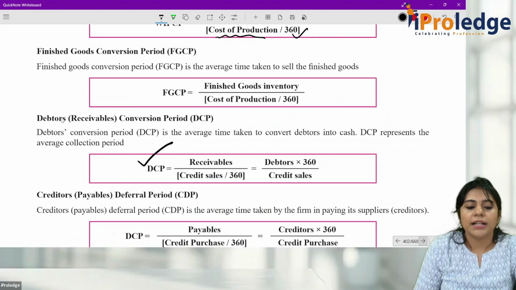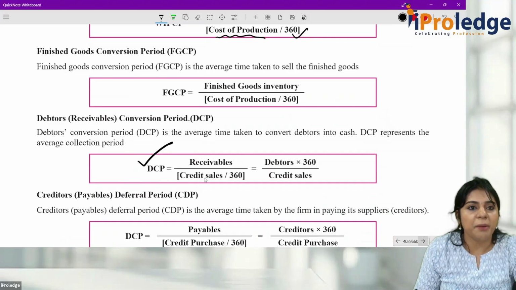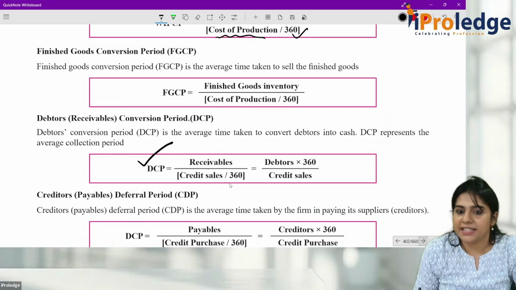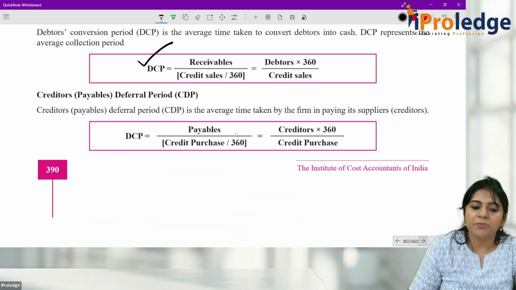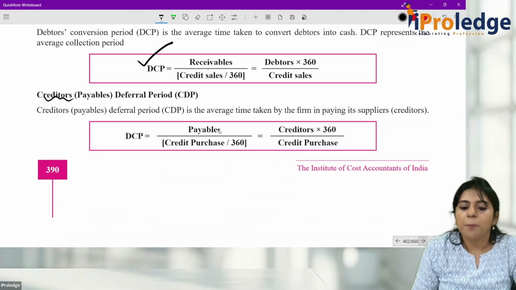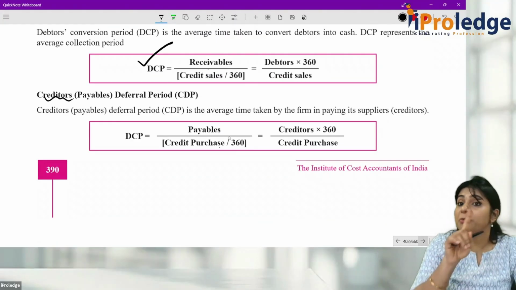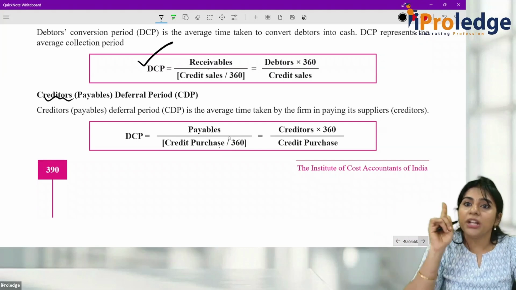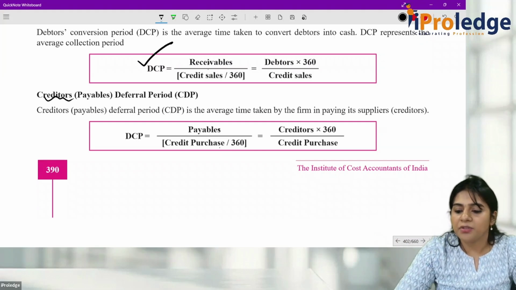This formula you know, debtor or receivable conversion period. Remember we've read this somewhere. Which chapter? Ratios, right? So same thing. Receivables divided by credit sales by 360. Remember same thing for creditors as well. Payable divided by credit purchases. Remove cash purchases. Take only credit purchases divided by 360.